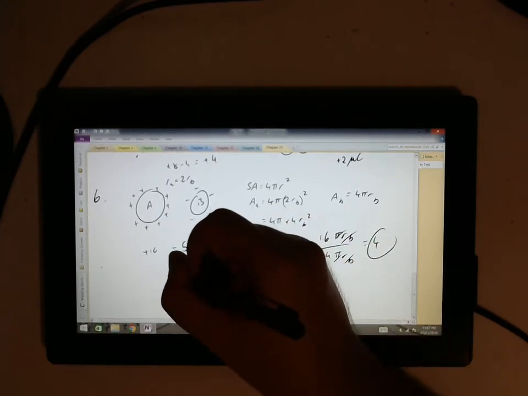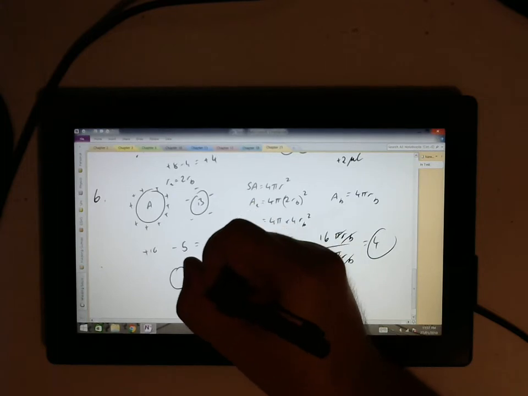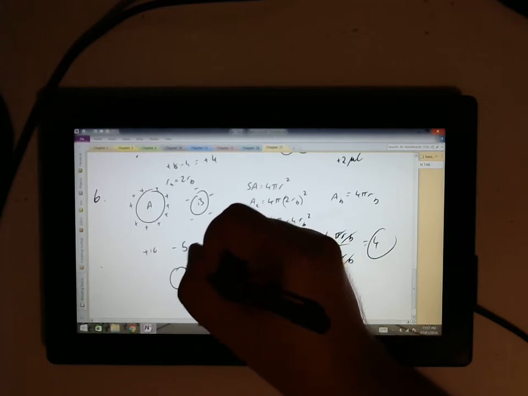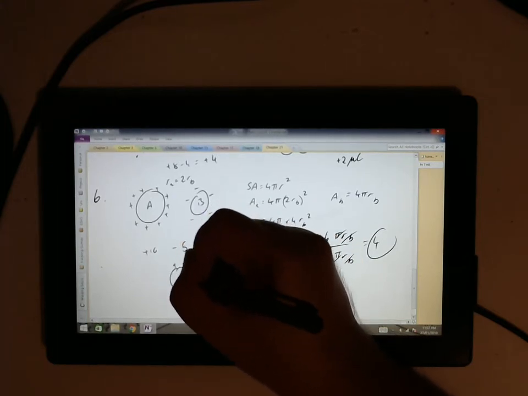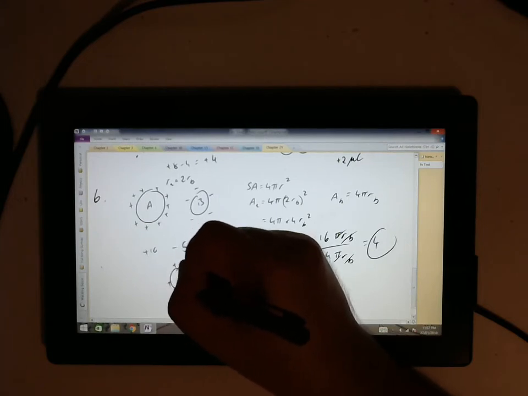Alright, so let's draw our spheres after the first bit. So they've touched together. All our negatives have gone, so I've got 1, 2, 3, 4, 5.